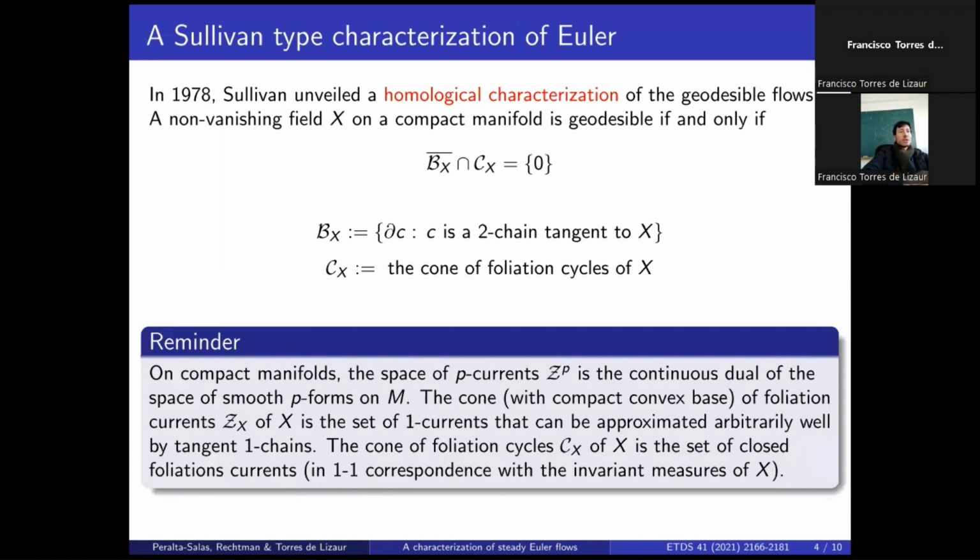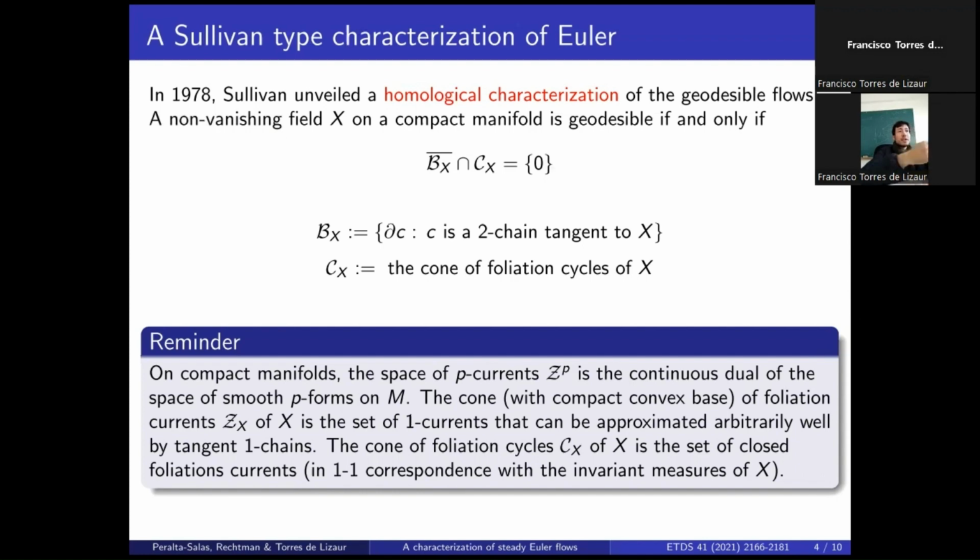So what are these two sets? Here these are going to be sets of one-currents, by the way. And let me give an intuitive idea of what they are. So to form the set B_X, you take the boundaries of surfaces which are tangent to X. Okay, so this is a set of loops, of closed curves. And now these closed curves, you can consider them as linear functions on the space of smooth one-forms, right? Because you can integrate a one-form against a closed curve, and this gives you a continuous linear function on the space of one-forms with respect to the smooth topology.